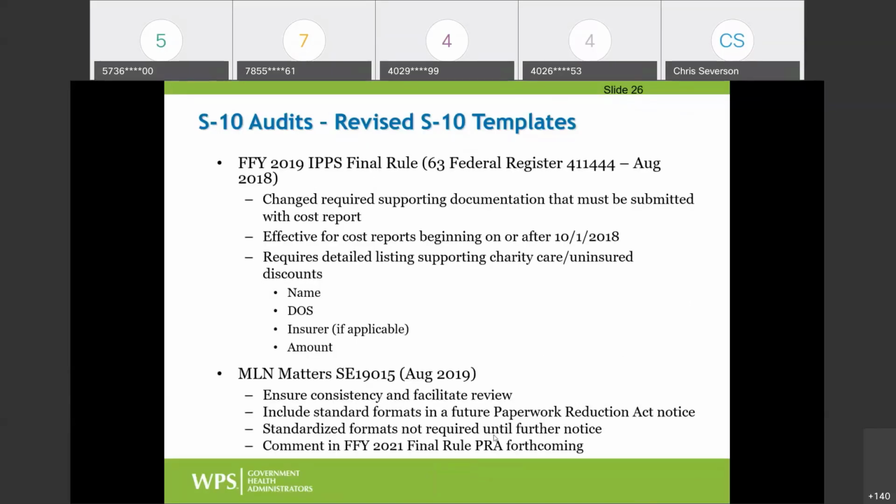Moving on to the next one, we have the fiscal year 19. This is the fiscal year 19 IPPS. No, this was 2019. I'm sorry, I'm jumping to the next topic. It was the 2019 IPPS final rule. Basically, that's what changed the required supporting documentation that must be submitted with the cost report.